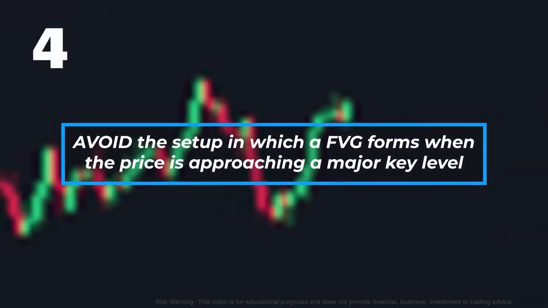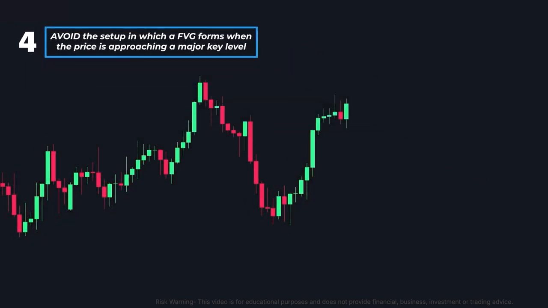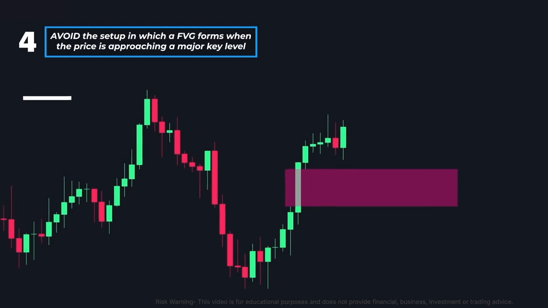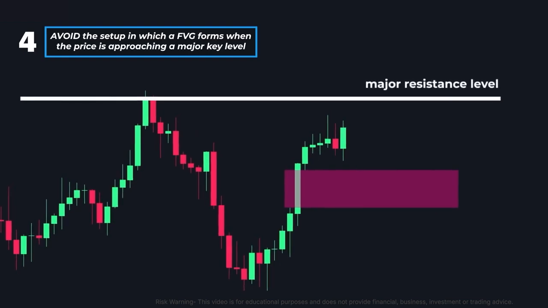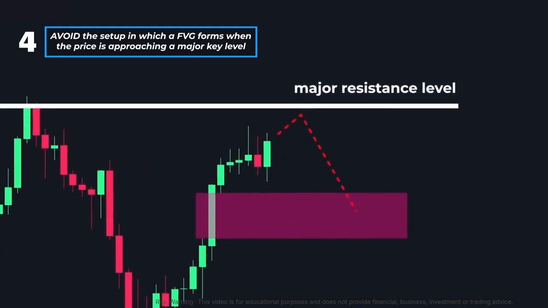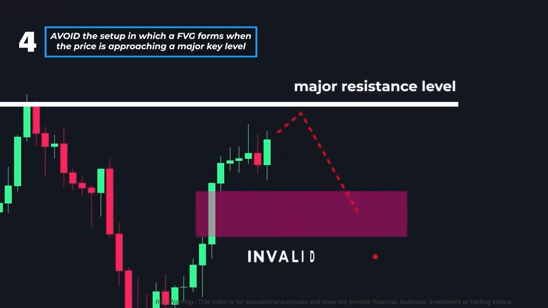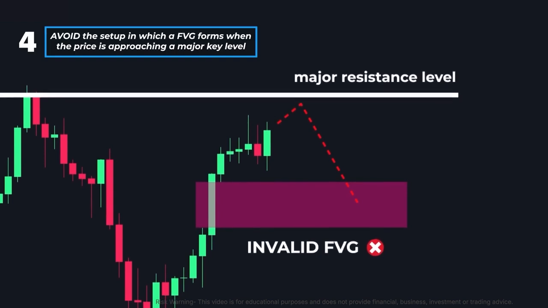Number 4. A type of setup you should absolutely avoid is when a fair value gap forms as the price approaches a major key level. For example, let's say you spot a bullish fair value gap forming, but when you look back, you notice that there's a major resistance level above. So it's best to ignore this fair value gap because key levels could cause the price action to be rejected and reverse, which may invalidate the fair value gap. Moving on to number 5.